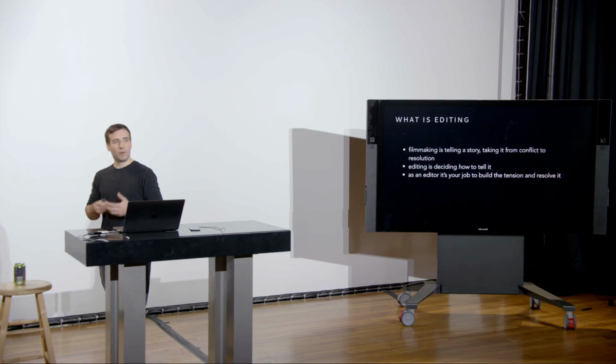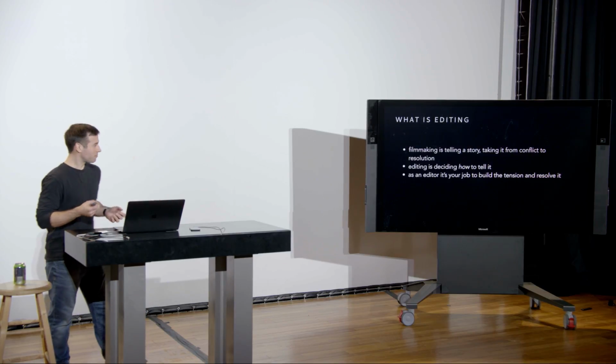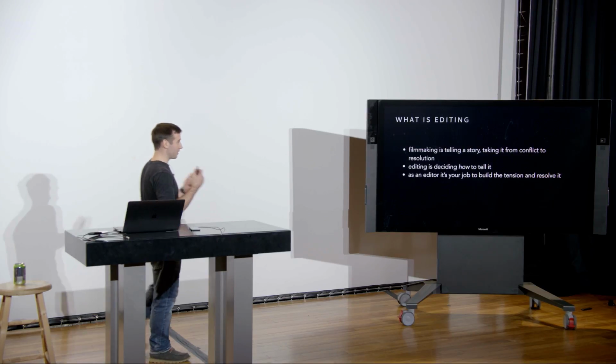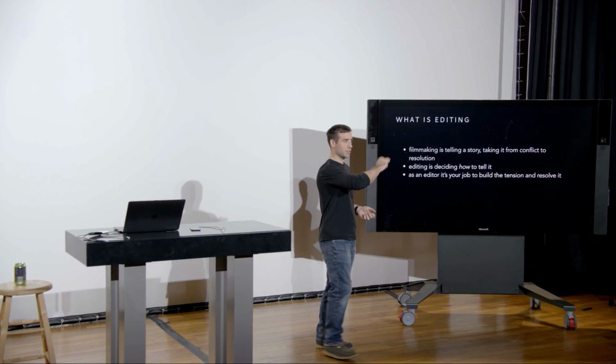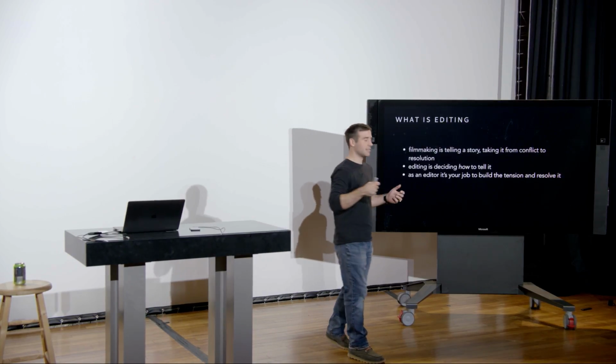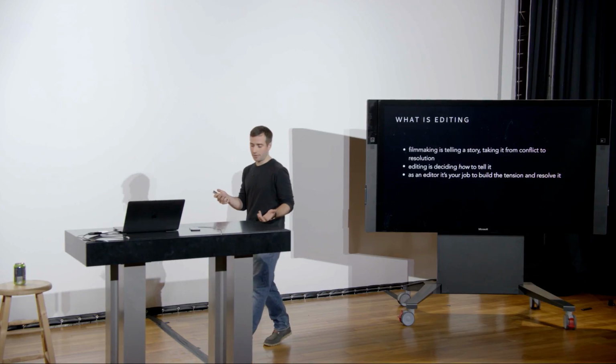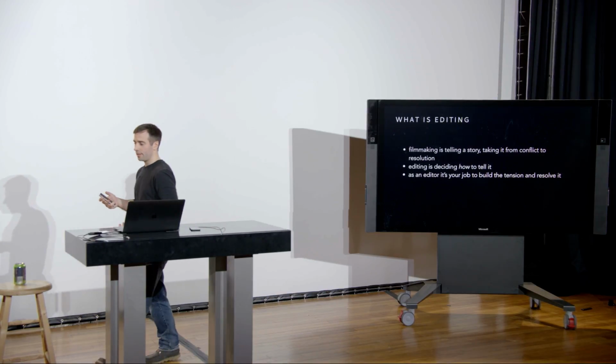So what is editing, right? If filmmaking is telling the story and taking it from conflict to resolution and riding the story arc along the way, editing is deciding how we tell it, right? Ian talked a lot about the elements that you can use in composition and color temperature and other decisions you can make to tell the story. And as an editor, you're the one taking these media pieces and putting them into a timeline, into a sequence, and actually assembling the story.